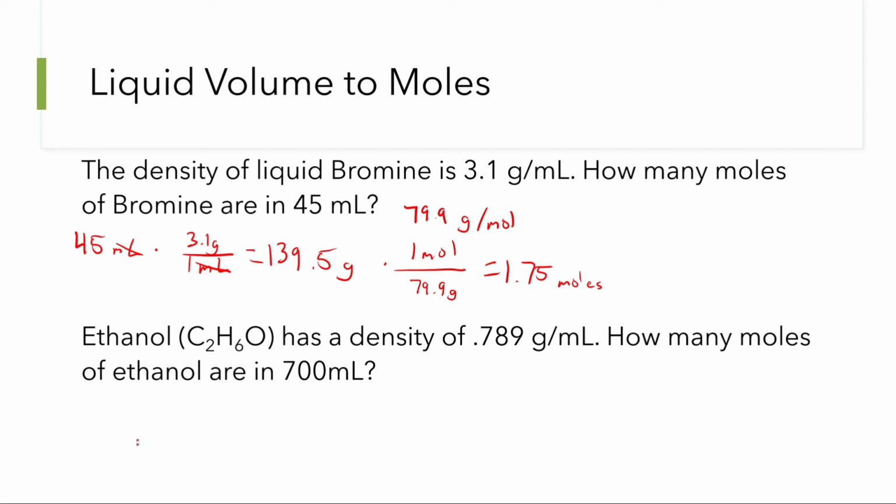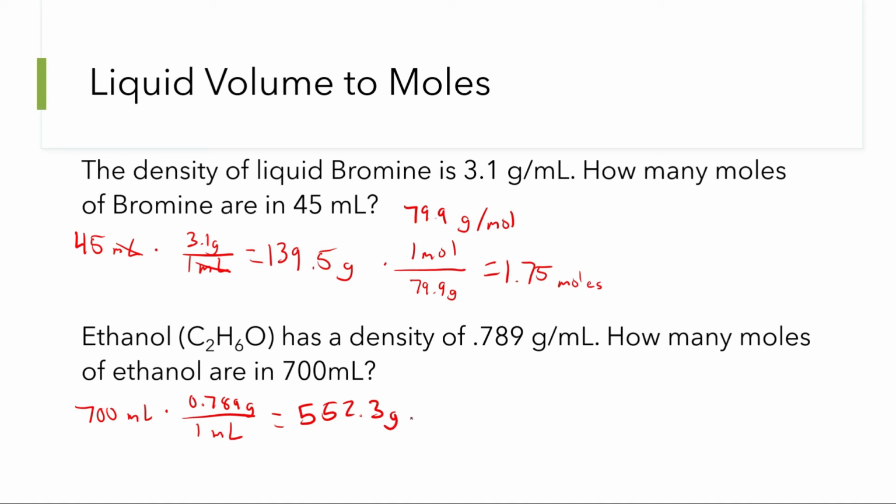The second problem says ethanol has a density of 0.789 grams per milliliter. How many moles of ethanol are in 700 milliliters? So we start this one the same way. We've got 700 milliliters times 0.789 grams per milliliter, which will give us 552.3 grams.